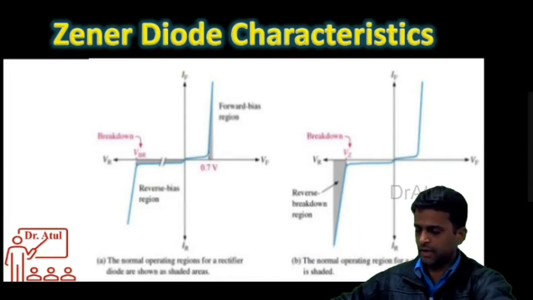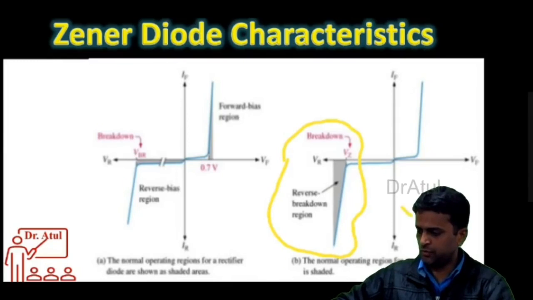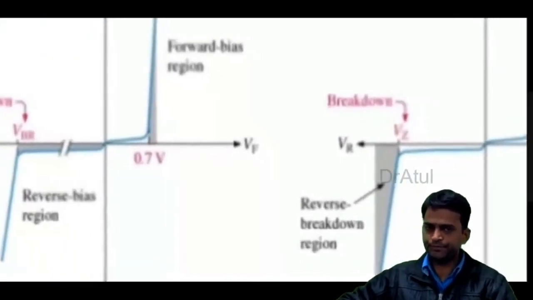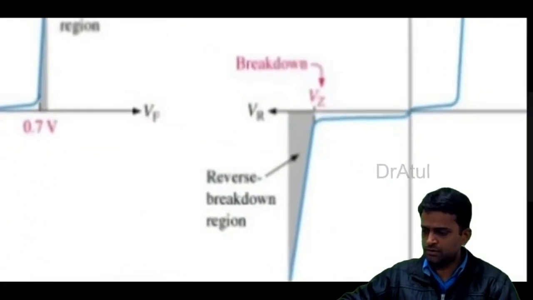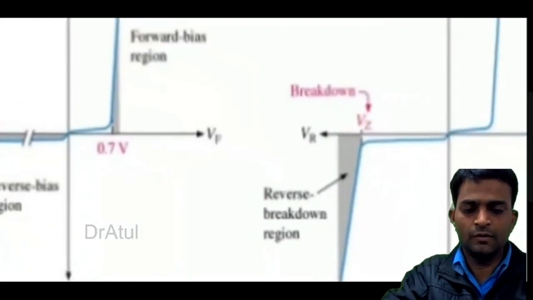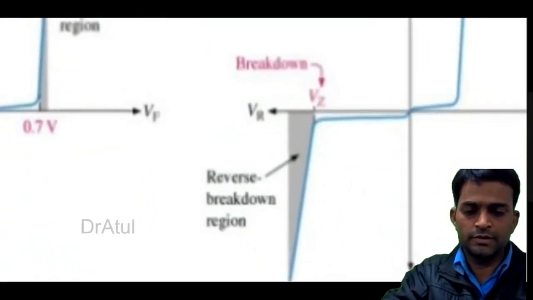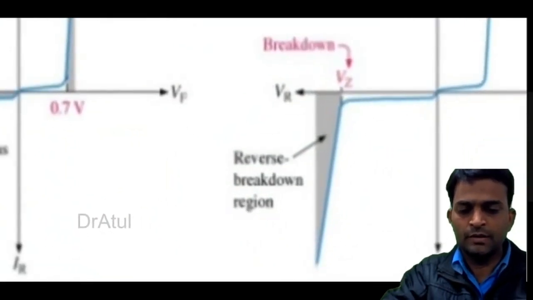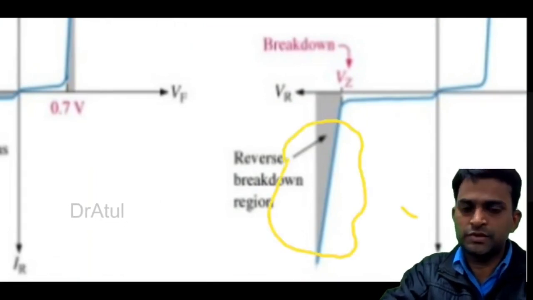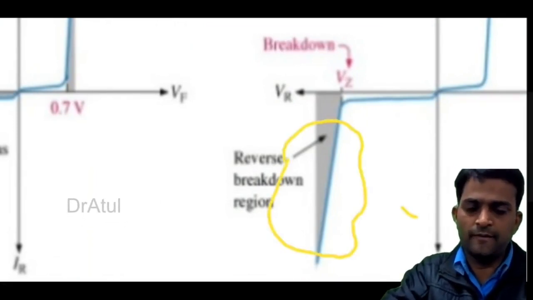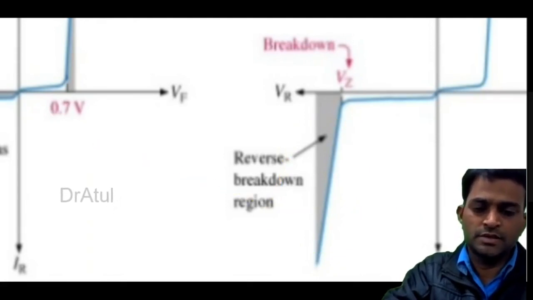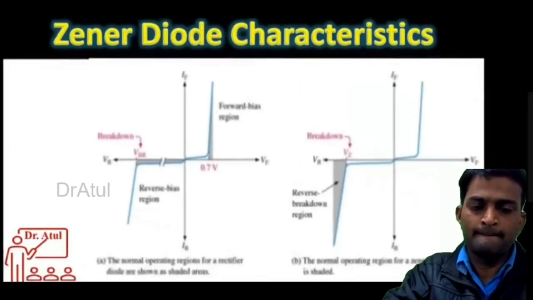Let's start the discussion over a new topic, that is Zener diode. So in this diode, you can see this portion is the reverse breakdown region where the Zener diode works. So this is the region of working for the Zener diode. So here the Zener diode will work. This is the reverse breakdown region.